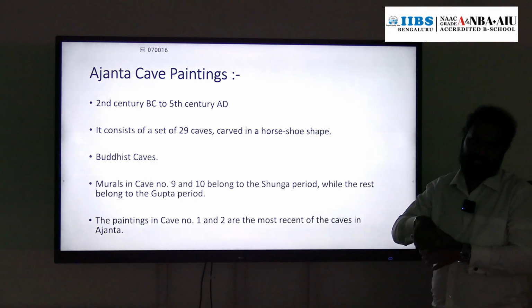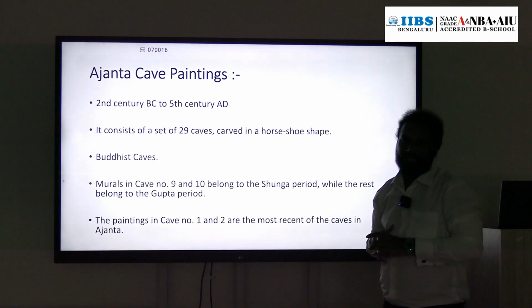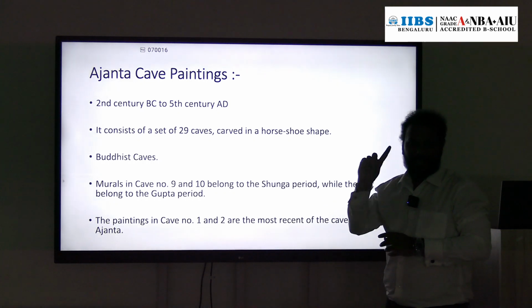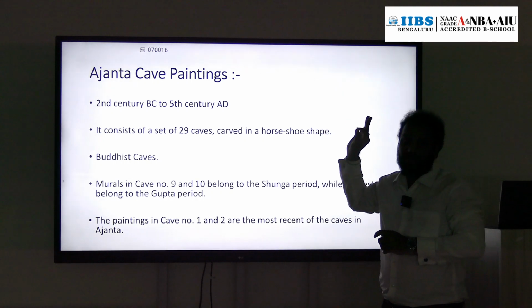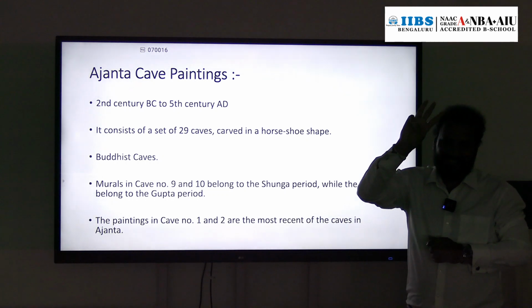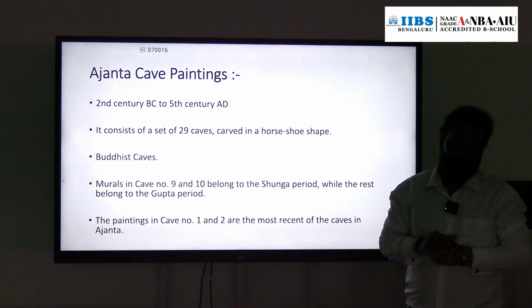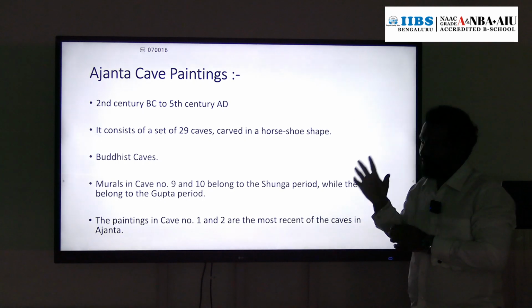Okay, in architecture classes also we discuss this. It consists of 29 caves. Ajanta 29, Ellora 34. And Ajanta exclusively belongs to one religion, that is Buddhism. Ellora belongs to 3 religions, but Ajanta belongs to Buddhism. So all those 29 caves are dedicated to Buddhism.